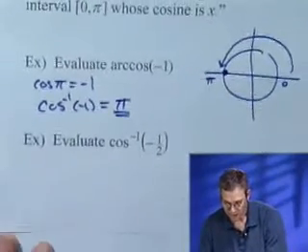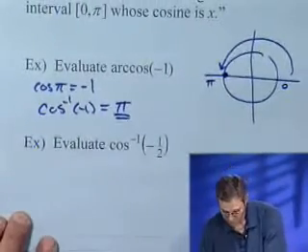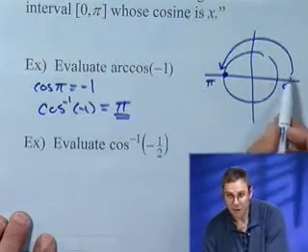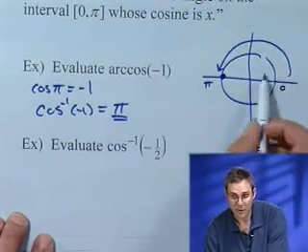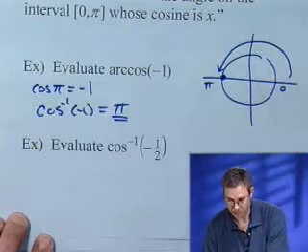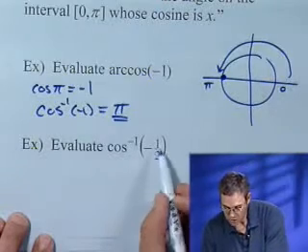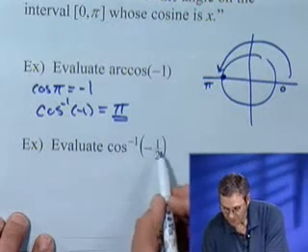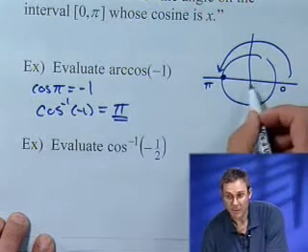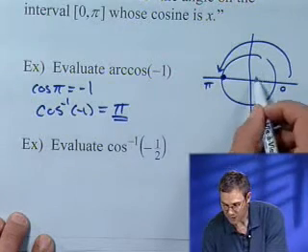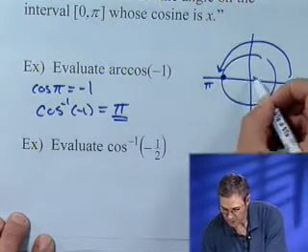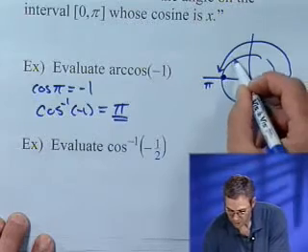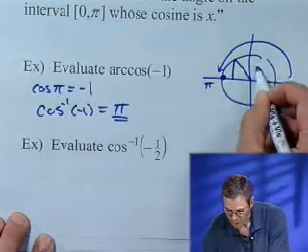Let's try this one. Evaluate cosine inverse of -1/2. So let's look for the angle on the interval 0 to pi, so an angle either in quadrant 1 or quadrant 2, whose cosine is -1/2. Well, it can't be over in this quadrant because everything over here is positive. So it's got to be an angle somewhere over there.